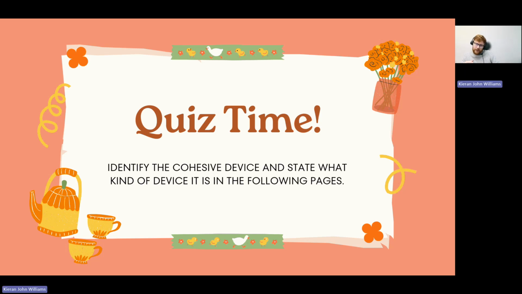So let's check your understanding. We're going to look at some short examples, and your task will be to identify the cohesive device being used and then what type of device it is. So this will help you practice recognizing cohesive devices in action. So take your time, think about what the word or phrase is doing within a sentence.